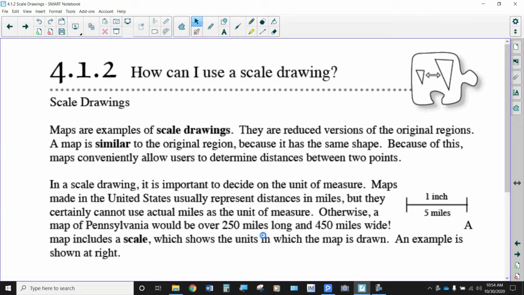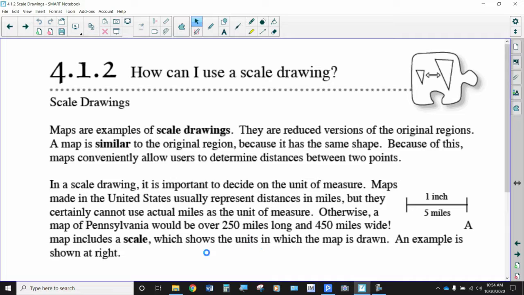In a scale drawing, it is important to decide on the unit of measure. Maps made in the United States usually will represent distance in miles, but they certainly cannot use actual miles as the unit of measure, right? You can't have a map that you unfold and have the map actually be miles long. Otherwise, a Pennsylvania map would be over 250 miles long and 450 miles wide.